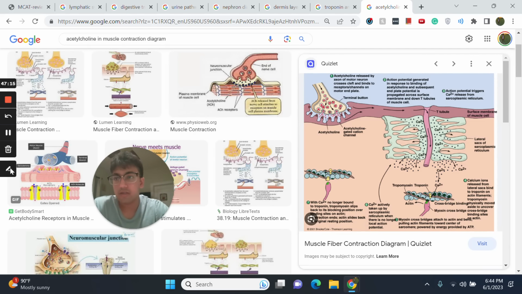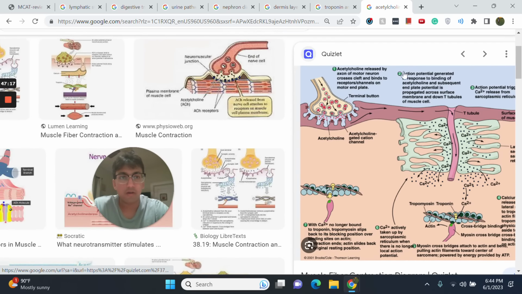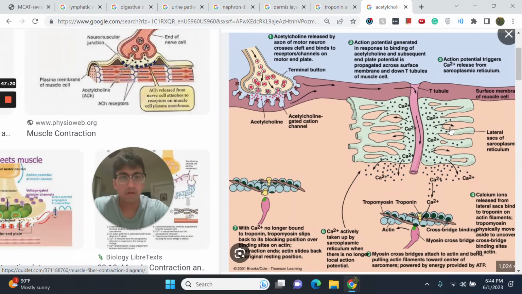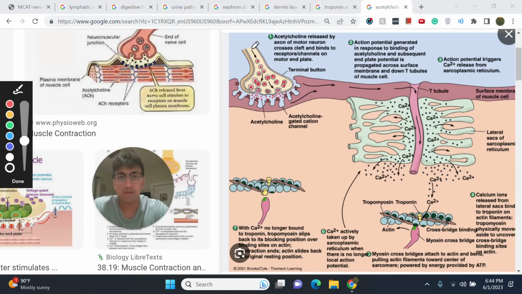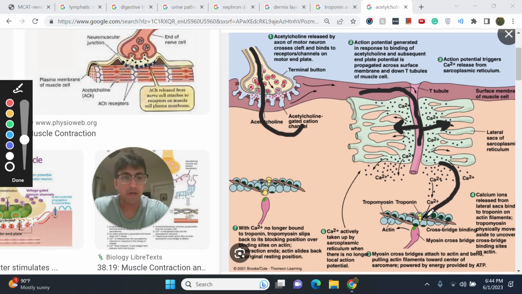All right, so you can see that over here there is this acetylcholine that's entering, right? This acetylcholine goes down through the T tubule, and it's getting released into the sarcoplasmic reticulum, right? It goes and binds over here, and it binds to troponin on actin filaments. And now the tropomyosin is going to physically move aside, right? Because the calcium has bound to the troponin, so the tropomyosin is going to stop blocking this. And so now we're going to be able to cause a contraction.